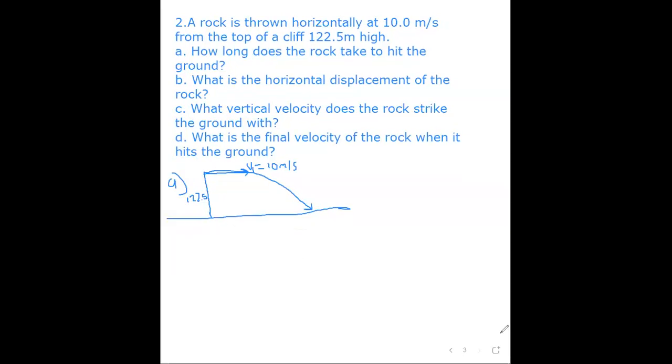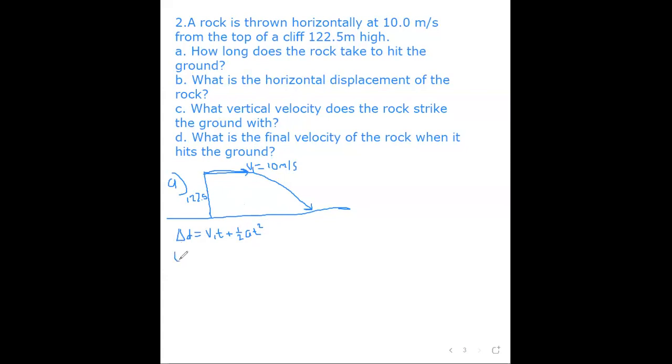Okay, let's see what we got. So in this case, what I'm going to use is delta D is equal to V1T plus 1/2 AT squared. And then I just rearrange this one equation for everything that I'm going to be solving for in parts A, B, C, and D. So we'll have this AT squared.